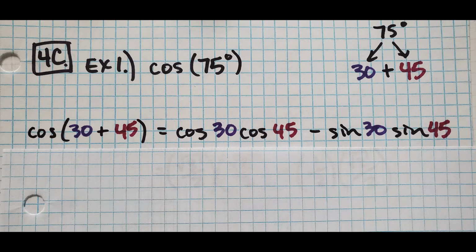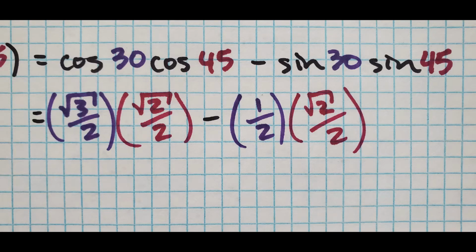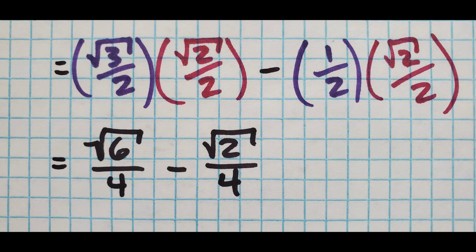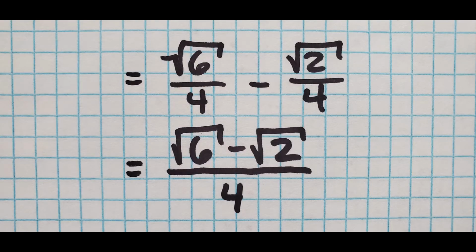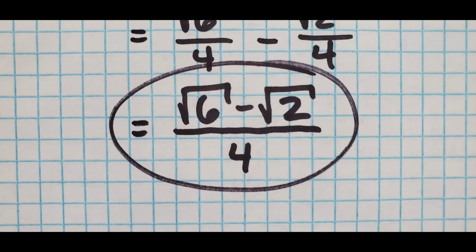Okay, from here, we're just going to look on our unit circle. Cosine of 30 is square root of 3 over 2. Cosine of 45 is square root of 2 over 2, and then so on and so forth. So we get these, and we're just going to multiply these fractions with each other. So we get square root of 6 over 4 minus square root of 2 over 4. And then at the end, both of the bottoms on those are the same, so we can just subtract the top. So you get square root of 6 minus square root of 2 on top of a 4. And that is an exact form. We don't have any radicals on the bottom, so we're all done here. So we give it a circle and say done.